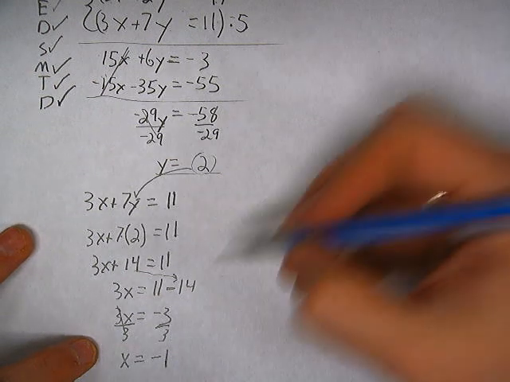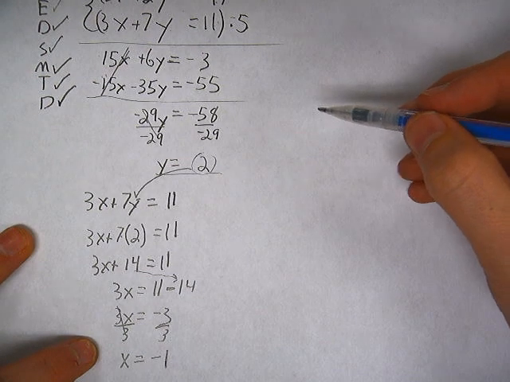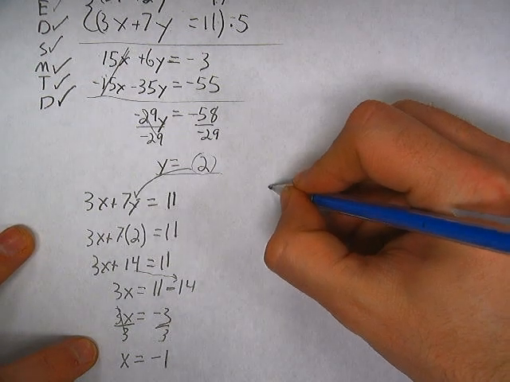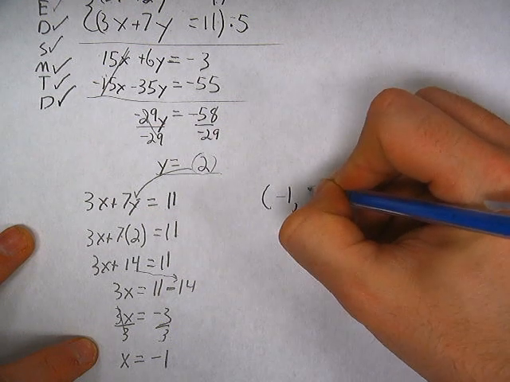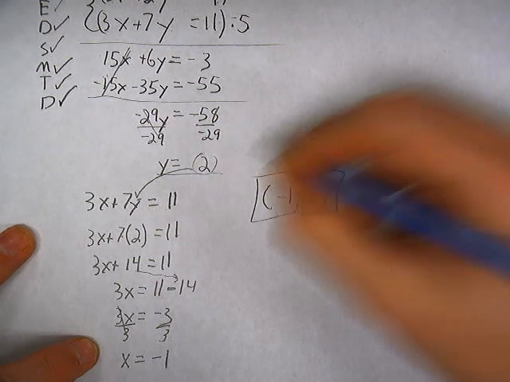Now I just have to write my answer in the appropriate format. Oh, let's get that to where you can see it. Write in the appropriate format, an XY coordinate pair, -1, 2, and we are finished.